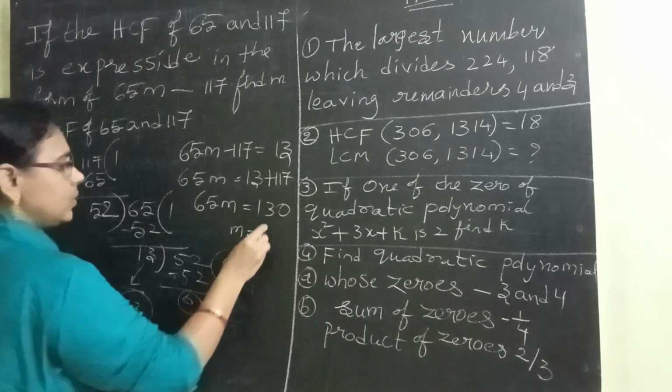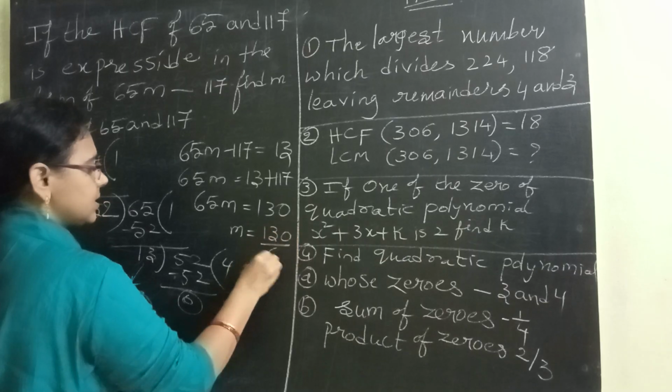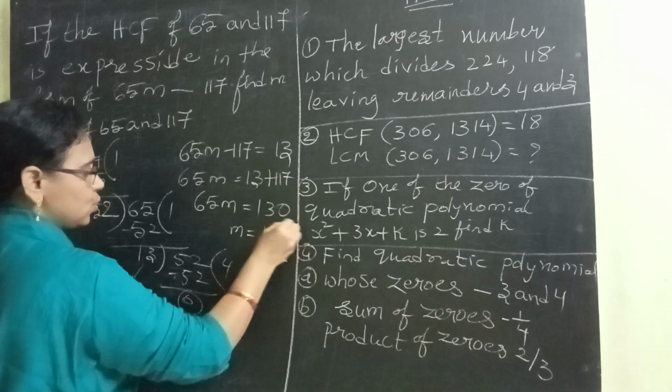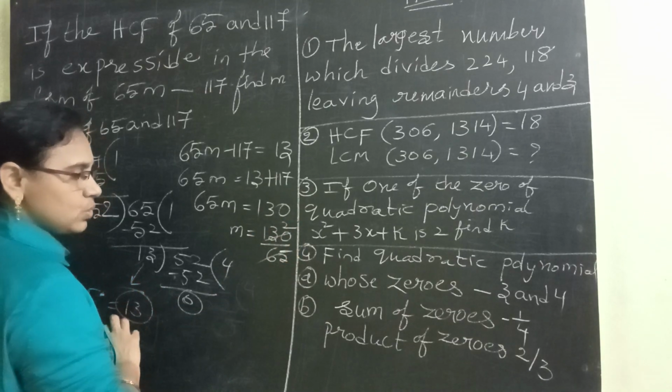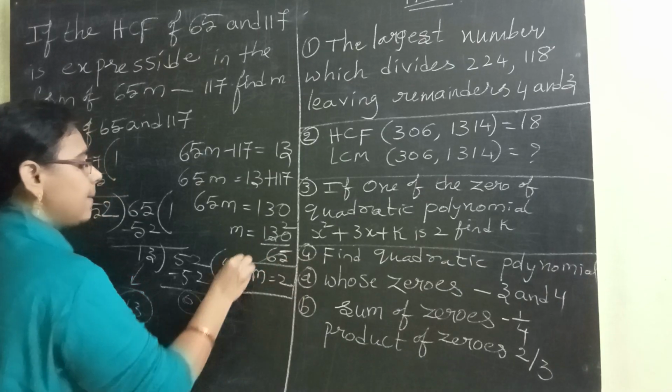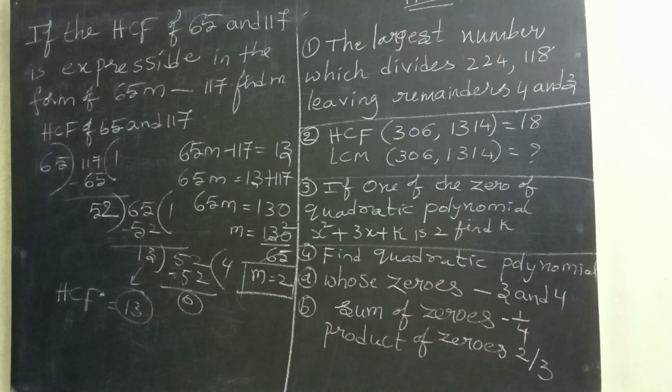What do you want? m. Here product is going on, so transpose to the opposite side: division. 65 2s, 2 5s are 10. 2 6s are 12 plus 1 is 13. So you got the m value is 2. Understand? Like that you will get the value of m.